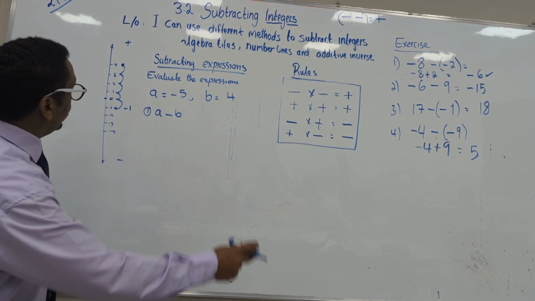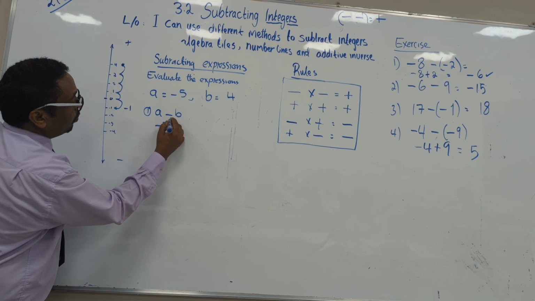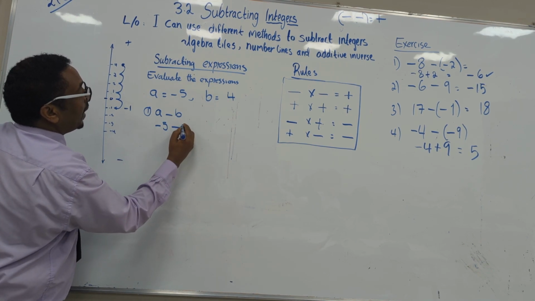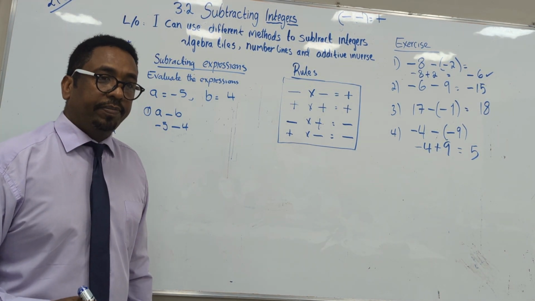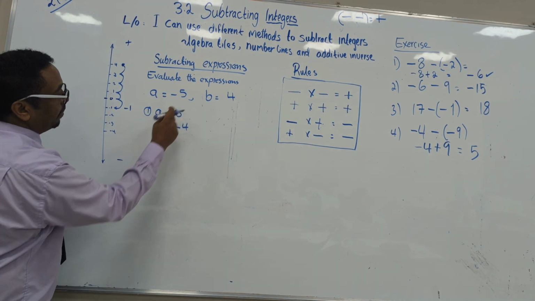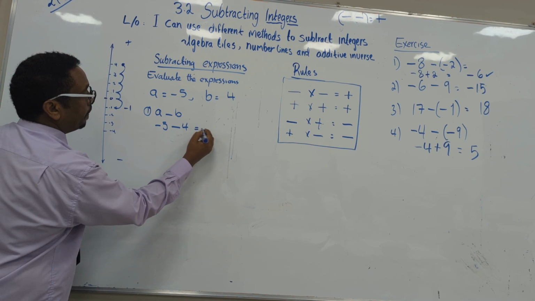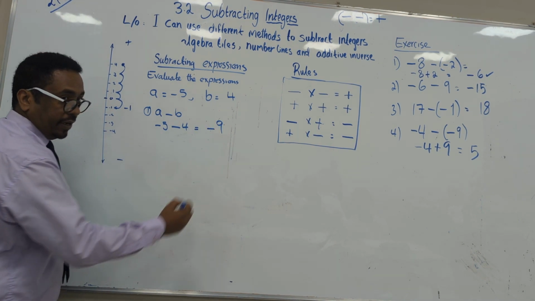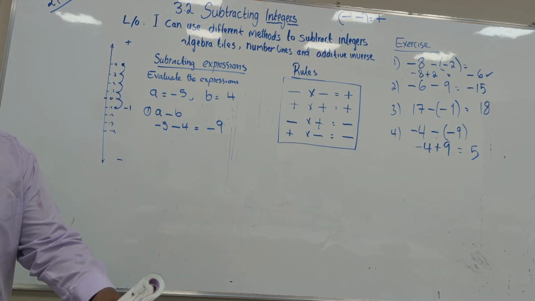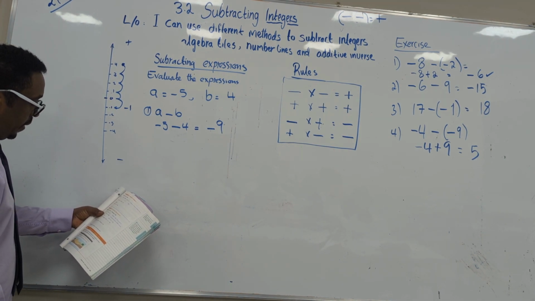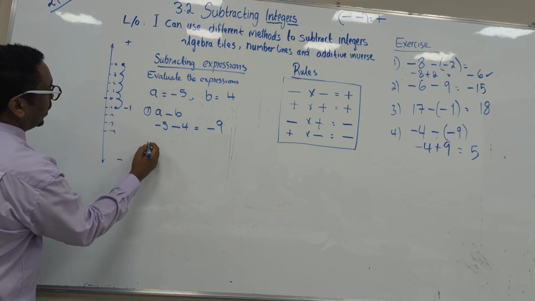So what you have to do is replace the A with -5. And then you bring the minus here. And then B will be how much? 4. Are you with me, guys? You are replacing the letter with the number. So -5 minus 4 will give you what? -9. Does that make sense? Yes. Okay, let's use another example. That's example 1.